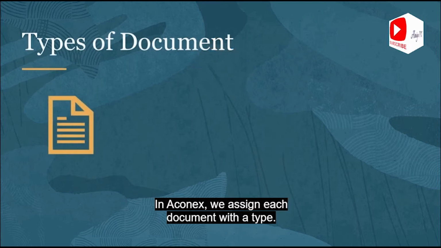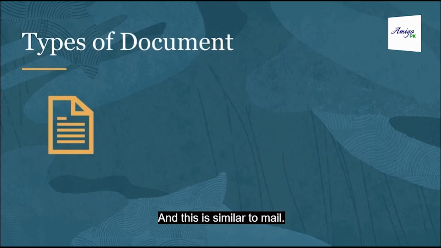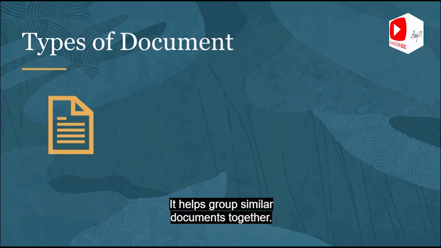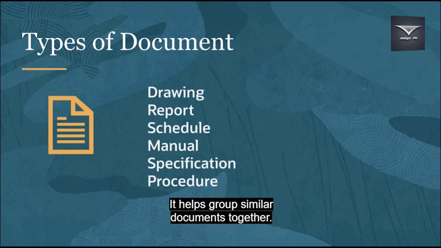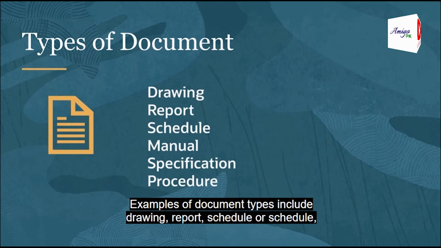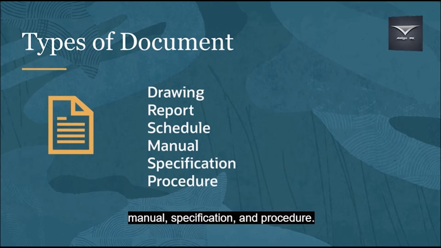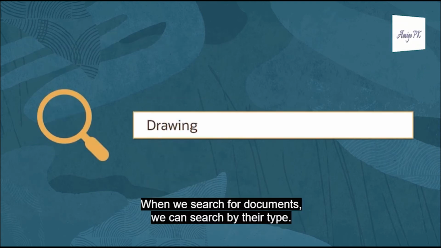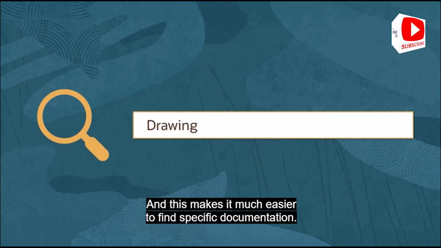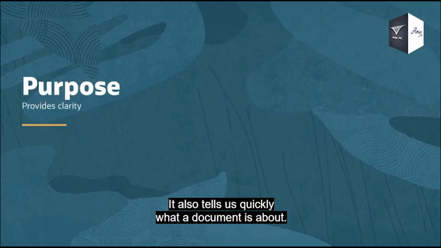In Aconex, we assign each document with a type, and this is similar to mail. It helps group similar documents together. Examples of document types include drawing, report, schedule, manual, specification, and procedure. When we search for documents, we can search by their type, and this makes it much easier to find specific documentation. It also tells us quickly what a document is about.